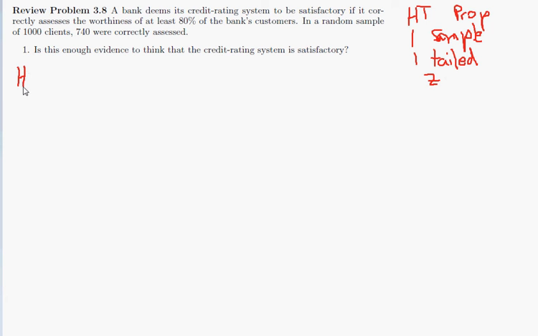So our null hypothesis is going to be that p is equal to the projected value of 0.8, but we have a problem if the value of p is less than 0.8.